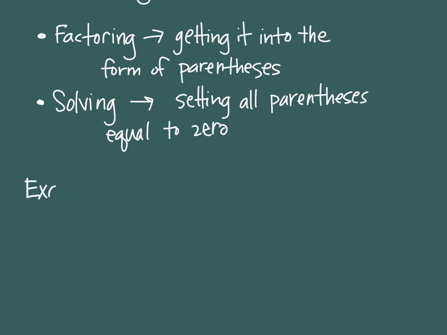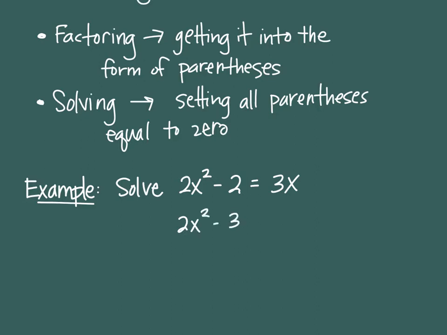So, setting all parentheses equal to 0. Here's the first question. Solve 2x to the second minus 2 equals 3x. There are 2 terms on one side and 1 term on the other, but just because there are 2 terms doesn't mean this is a GCF problem. You count up your terms after you have it equal to 0. You have to make one side completely equal to 0 before you can get going. The easiest way is to subtract 3x, kicking the 3x over to the side with everything else. Now I have a 3-term expression, which is called a trinomial.